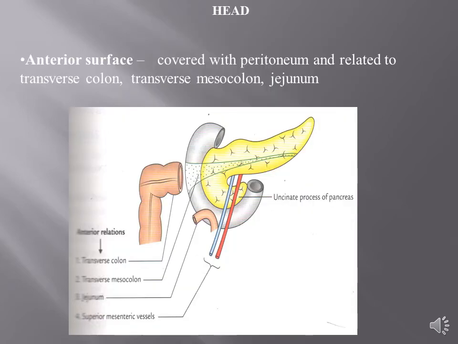Head, first of all we are discussing. So head has 2 surfaces and 3 borders. It has anterior and posterior surface and 3 borders are superior, inferior and right lateral. First of all we will discuss the relations of anterior surface. Anterior surface is covered with peritoneum and it is related with transverse colon, transverse mesocolon and jejunum as we can see over here in this diagram. Gastroduodenal artery is also an important relation of anterior surface of the head of pancreas. It arises from the common hepatic artery which is further the branch of celiac trunk.